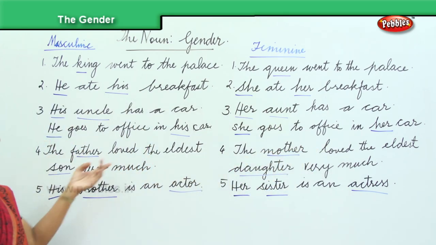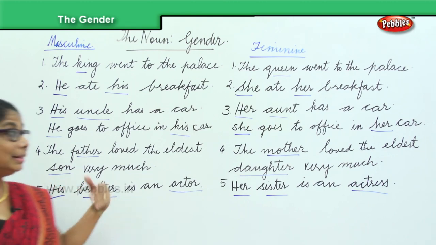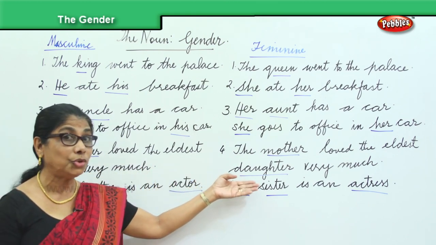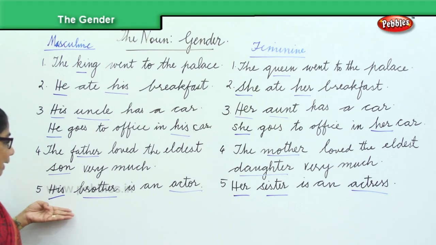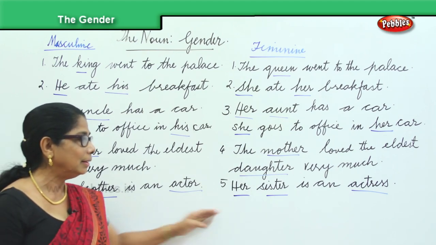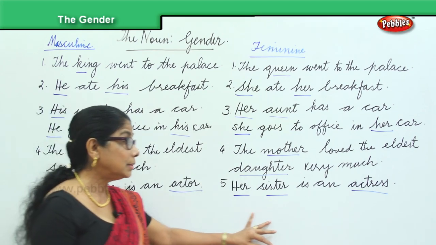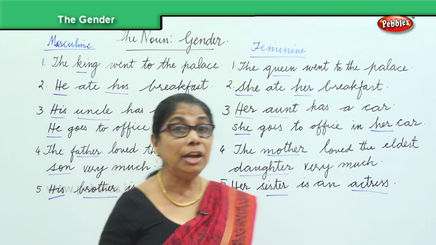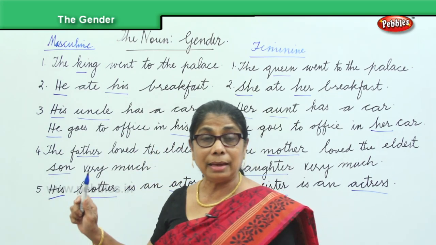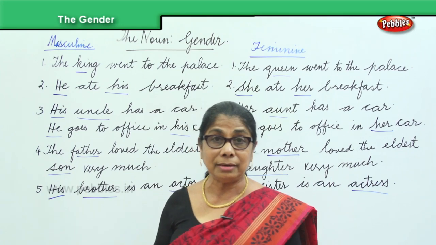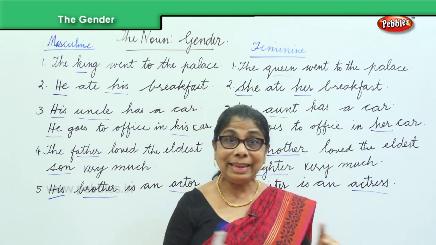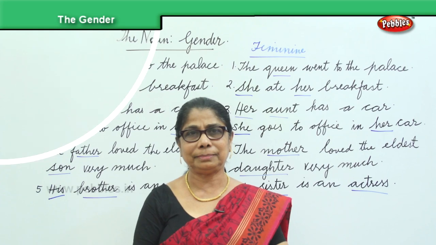The father loved the eldest son very much. The mother loved the eldest daughter very much. Finally, his brother is an actor. And her sister is an actress. Learning to change the masculine gender to feminine gender in the sentence construction.